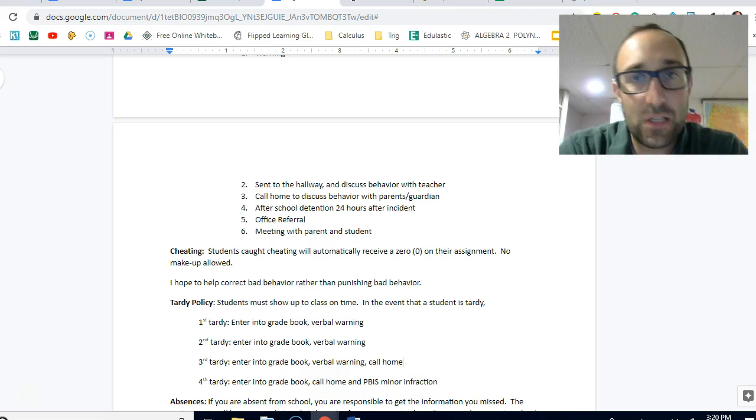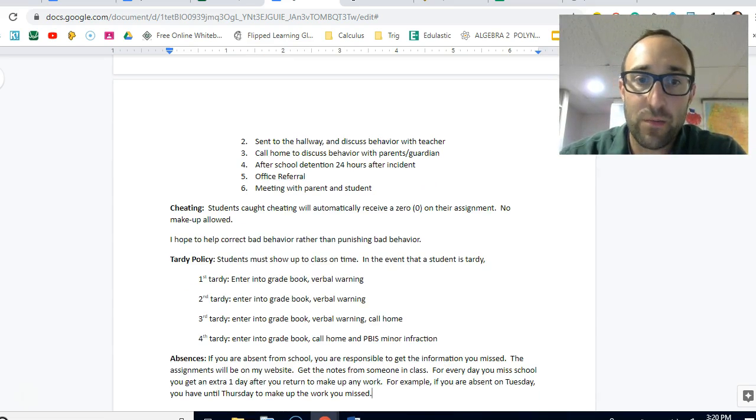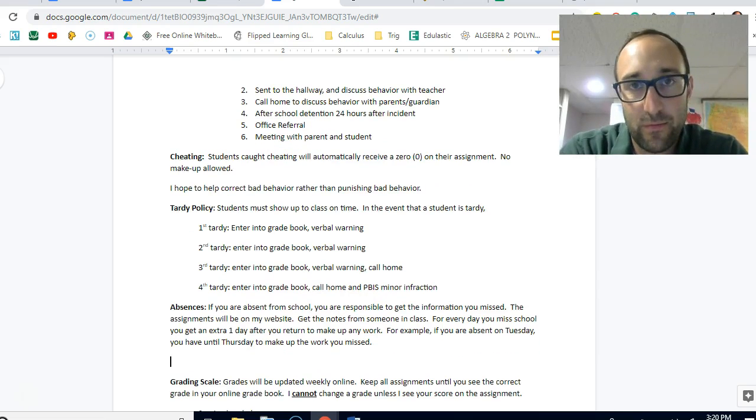Cheating: if any student is caught cheating, they get a 0, and no makeups are allowed. The tardy policy: if they get tardy, there's a verbal warning, then it goes in the gradebook, that kind of stuff. If it gets real bad, we might have to spend a little extra time after school or something like that, but I hope not to get past the 4th tardy, where it just gets a PBIS minor infraction.